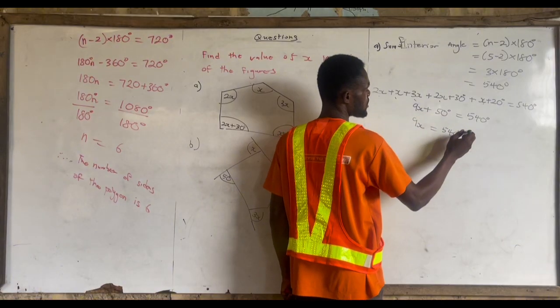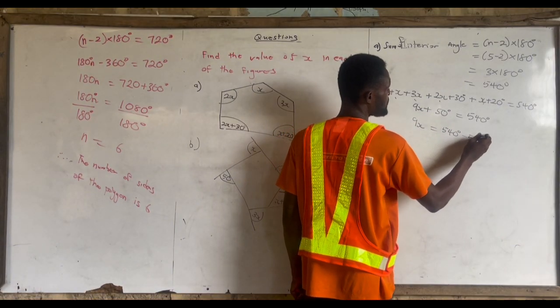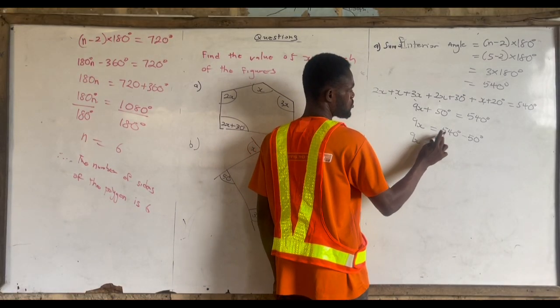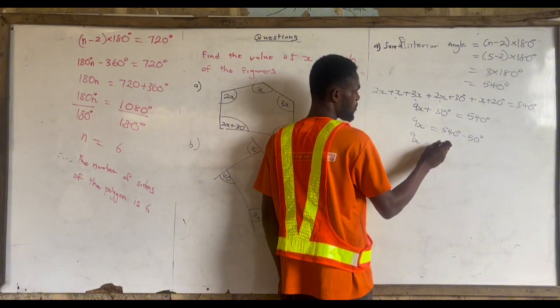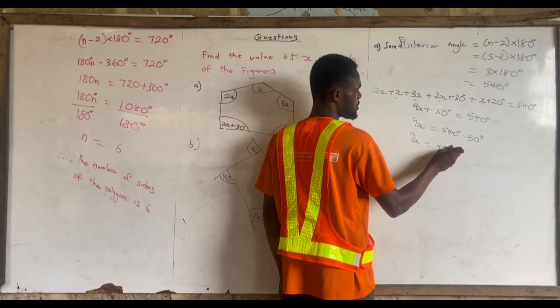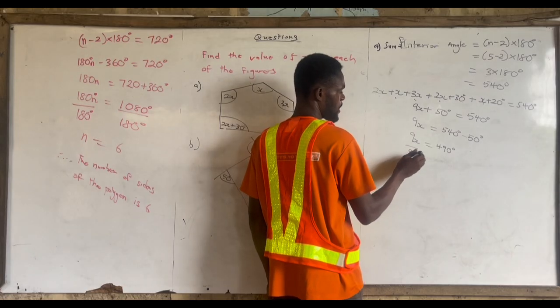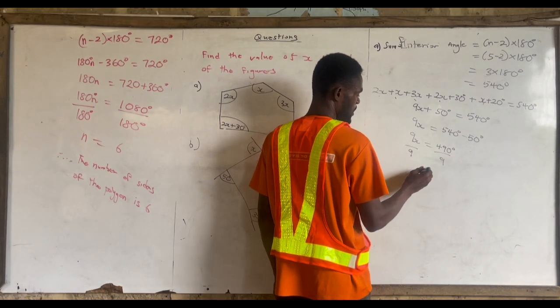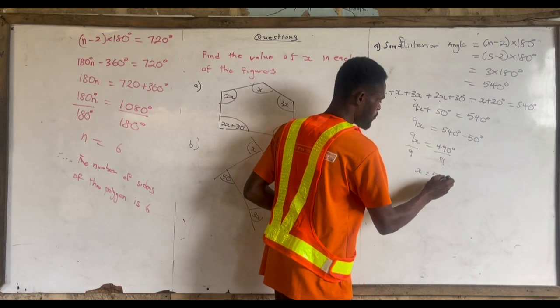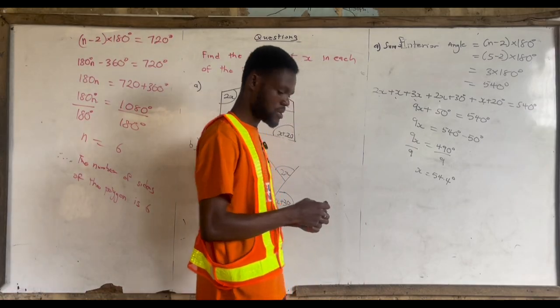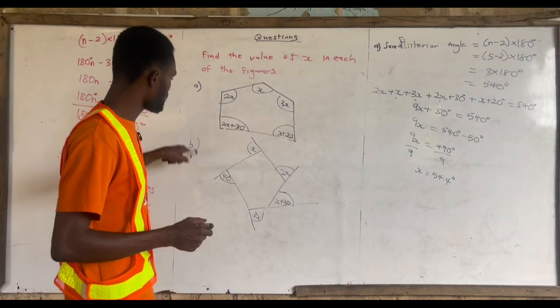So grouping like terms, 9x plus 50 degrees is equal to 540 degrees. You subtract 50 degrees from both sides, so 9x is equal to 490 degrees. You divide both sides by 9, and our x is 54.4 degrees. Yes, try that. Okay, let's move to the B.